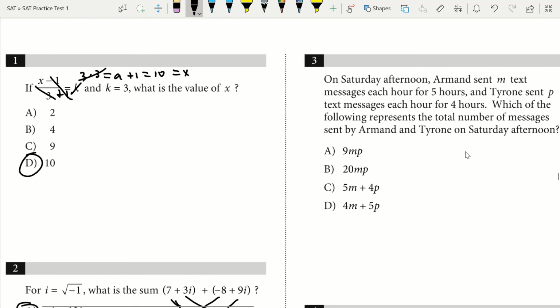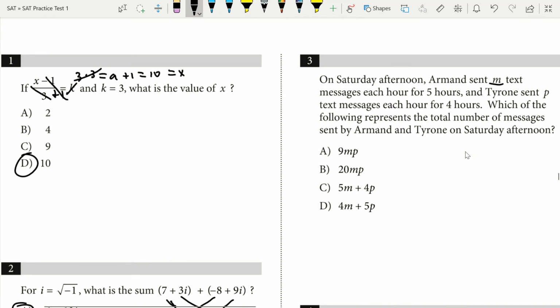Question 3. On Saturday afternoon, Armand sent M text messages each hour for 5 hours, and Tyrone sent P text messages each hour for 4 hours. Which of the following represents the total number of messages sent by Armand and Tyrone on Saturday afternoon? Their total is going to be Armand, who spent 5 hours sending text messages at a rate of M, plus the 4 hours Tyrone spent sending messages at a rate of P. So their total together will be 5M plus 4P, which is answer choice C.